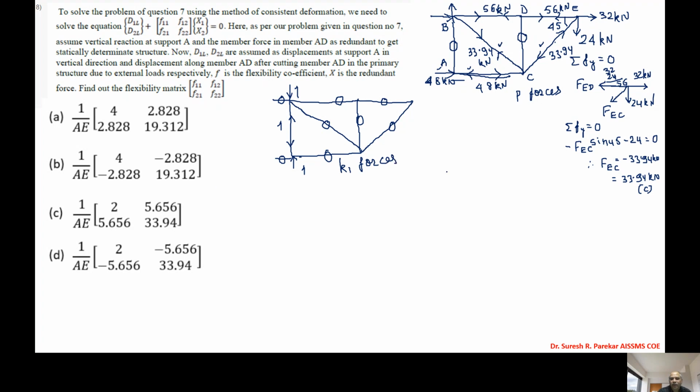And then we have the K2 forces by applying a unit force to redundant AD. So now I will go to AD, a redundant I will say. So we have this will be 1 tensile.